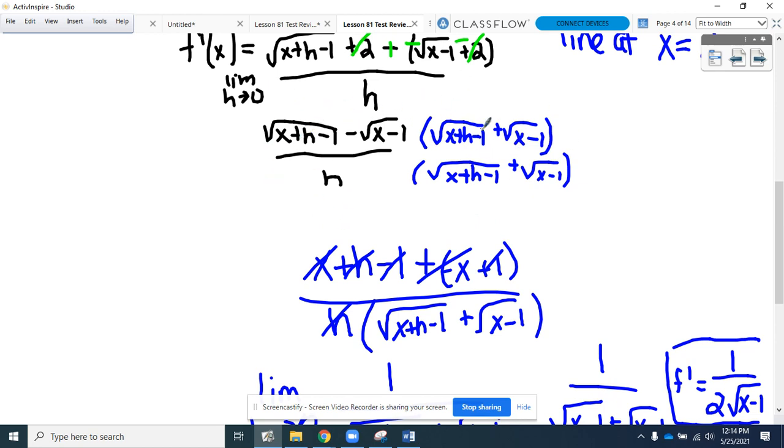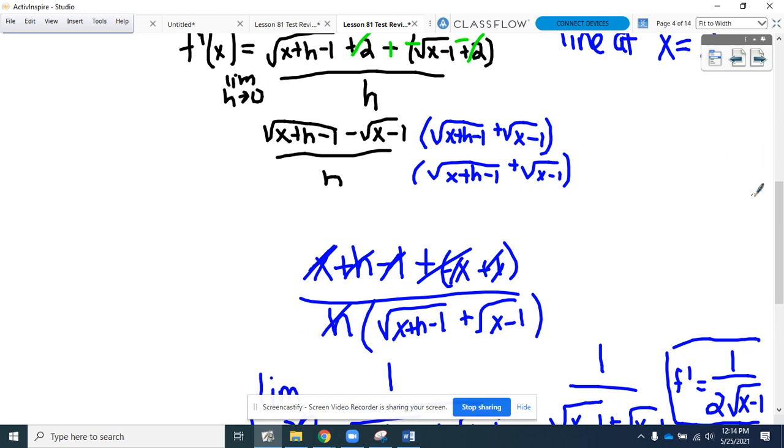FOIL it out. What do those first terms give you? Root x plus h minus 1 times root x plus h minus 1 is root x plus h minus 1 squared. The squared cancels out the root. You have x plus h minus 1. The inside and the outside terms cancel, so don't even bother with them. Then negative root x minus 1 times root x minus 1 gives you negative x minus 1, and you distribute that sign. All right, so then our x's cancel here and here. Our 1's cancel. We're left with just an h on top, which cancels with that h in the bottom.